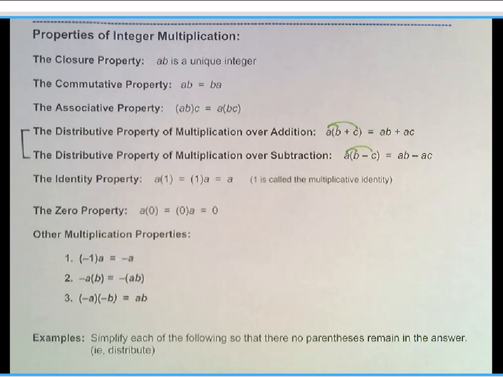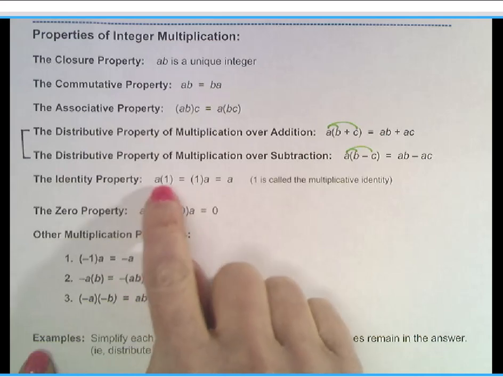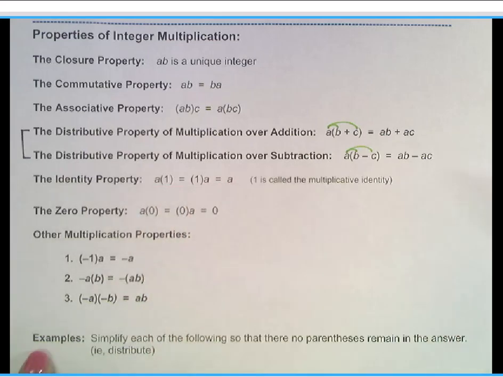The identity property. What number could you multiply A by to retain A's identity? Well, if you multiply by 1, the number doesn't change. So the multiplicative identity is the number 1. A times 1 is the same thing as 1 times A, and it's just A. So multiplying by 1 doesn't do anything, essentially. And then the zero property says that if you multiply by 0, you get 0. So multiplying by 0 will zero everything out.